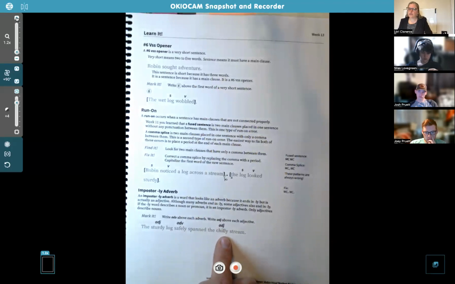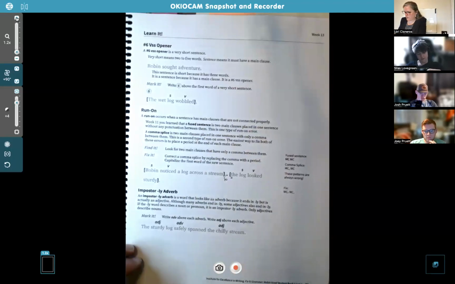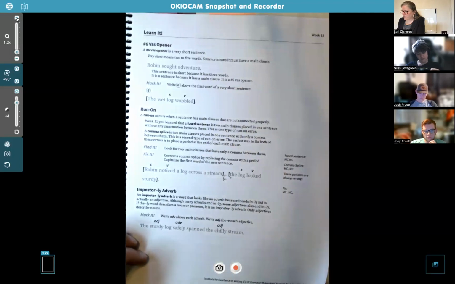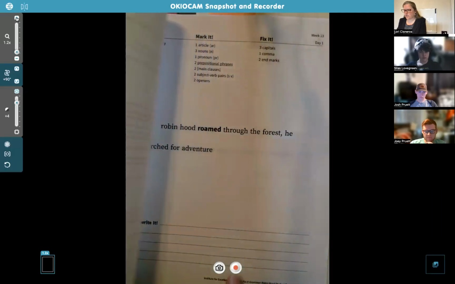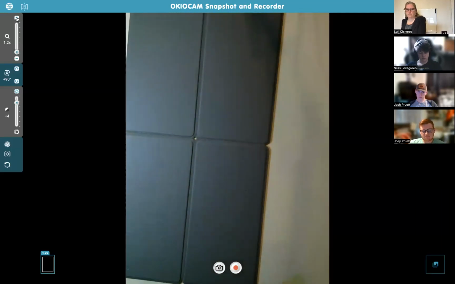Another one would be like ugly. Ugly has an ly, but it's not an adverb. It's actually an adjective describing something. So just keep in mind when you see those lys, sometimes they're adjectives and you don't want to accidentally mark them as an adverb. All right, do you have any questions about this page? If not, shake your head. Okay.